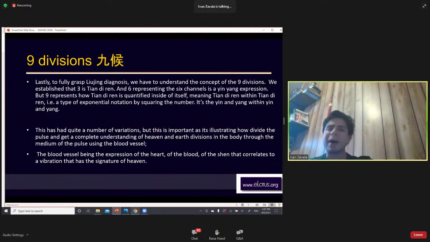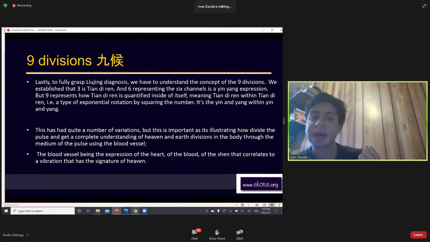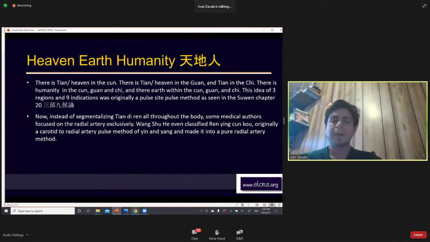And one model of this 9 division is depths, for example. Chun, Guan, and Chi, that's 3. And then when we divide the pulse into 3 depths, superficial, medial, and deep, that is basically a 9 division pulse, right? But I'm going to introduce another one, a specific one today. So there's Tian, heaven, in the Chun, there's heaven in the Guan, and there's heaven in the Chi. There's humanity in the Chun, Guan, and Chi, and there's earth within the Chun, Guan, and Chi.